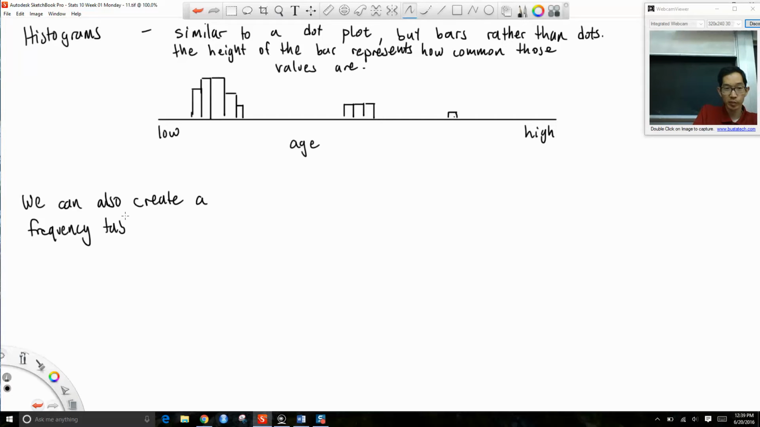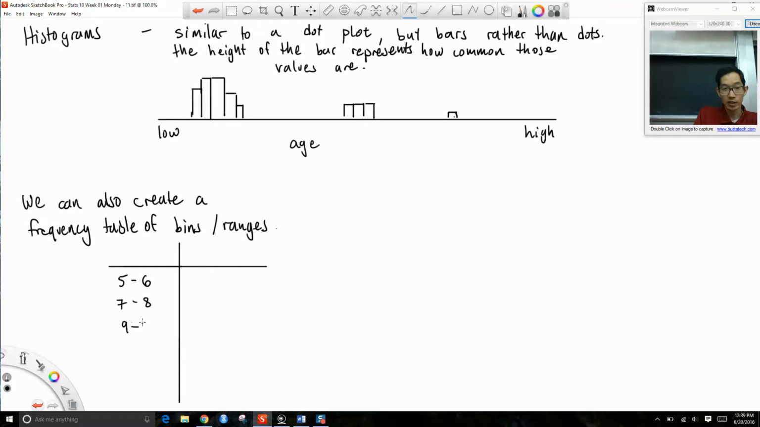Frequency table of bins or ranges. For example, we could say we're going to group everybody who's between 5 to 6 years old, 7 to 8 years old, 9 to 10 years old, and we'll say maybe we have a total of 6 people who are 5 and 6, and 10 people and 10 people, and 11 to 12, 6 people or something like that.